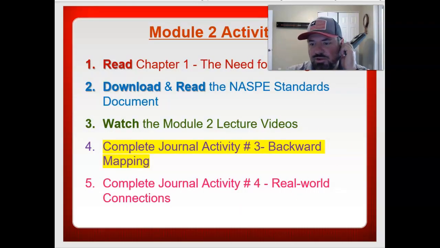So here are our Module 2 activities. Make sure you've read Chapter 1, The Need for Change. If you haven't by now, you're probably not going to read and you probably won't be very successful in class, but I want you to be successful. Make sure you've downloaded and read the NASB Standards document and have that in your portfolio. This is the second of the video lecture series for Module 2. Hopefully you watched both video lectures. Complete your journal activity number 3, backward mapping, and keep that in your portfolio. Then in class next time, we will complete journal activity 4, real world connections, to get a deeper understanding after our discussion.